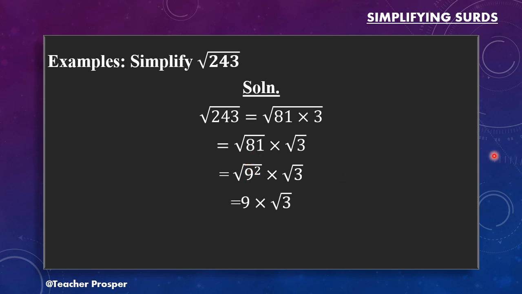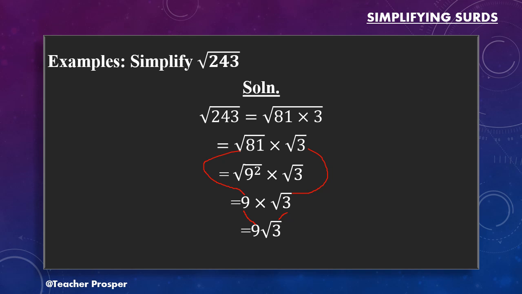Now when we simplify it further, square root of 9 raised to the power 2 gives us 9. So square root of 81 will bring us here to 9, and then square root of 3 here will remain 3. So when we multiply the two numbers, we'll get 9 square root of 3 here.